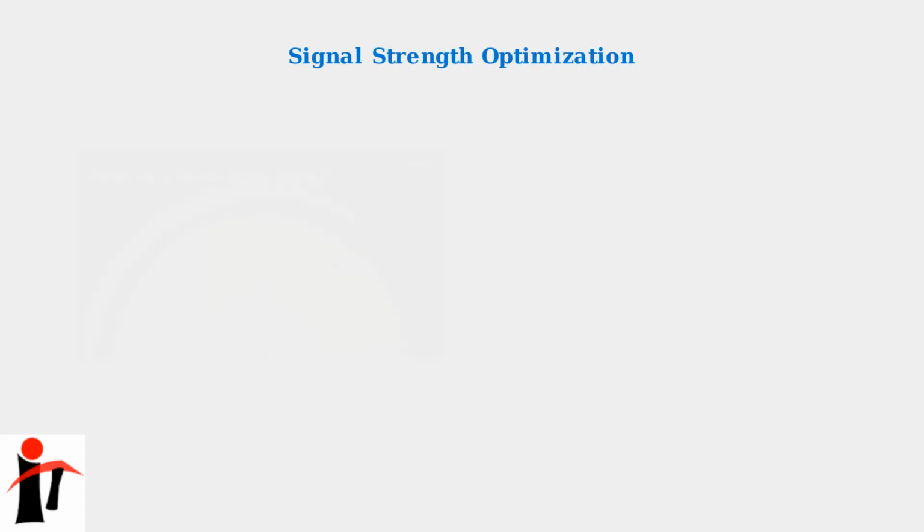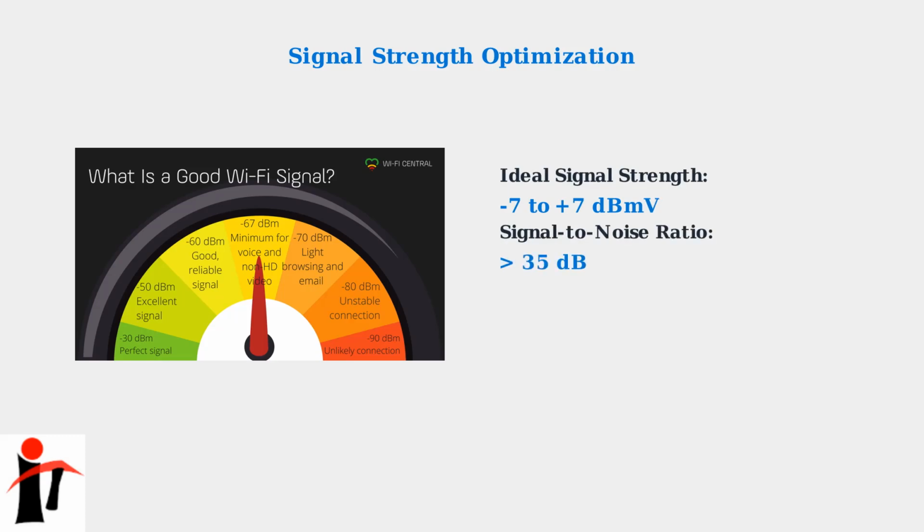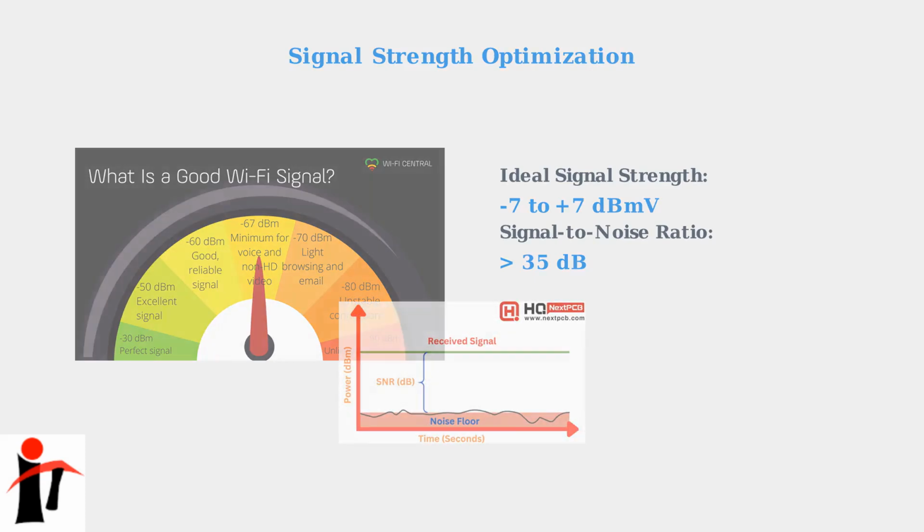If the factory reset doesn't resolve the issue, the problem may be related to signal strength and quality. Proper signal levels are crucial for stable operation of your Xfinity TV box. The ideal signal strength should be between -7 and +7 dBmV. This range ensures optimal performance and prevents boot loop issues caused by poor signal quality. Additionally, your signal-to-noise ratio should exceed 35 decibels. This measurement indicates how much stronger your signal is compared to background interference.